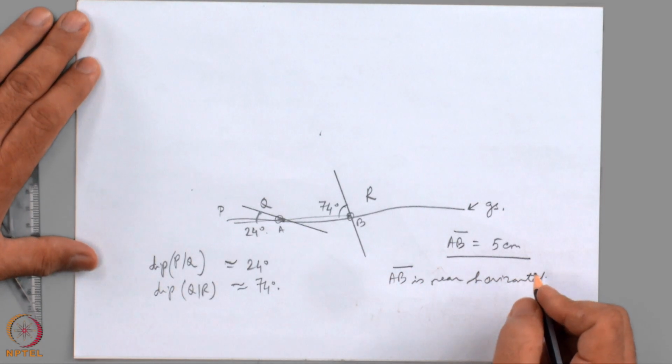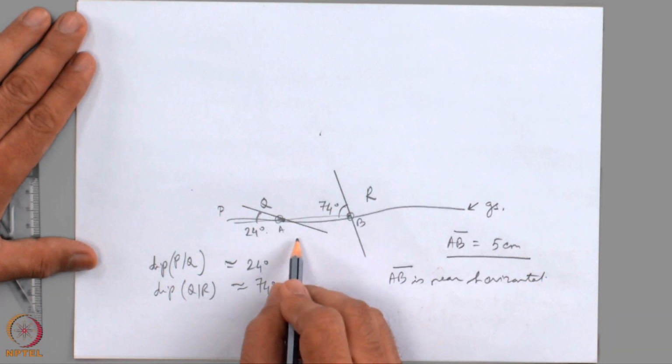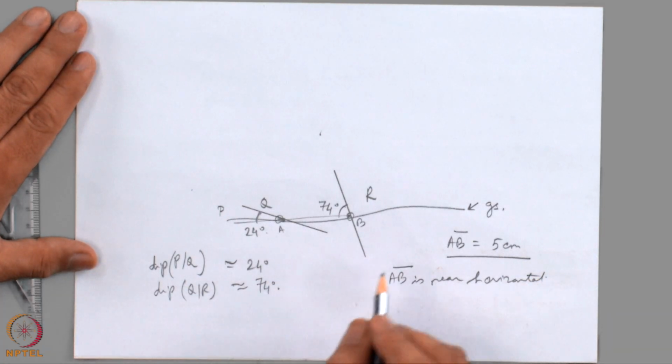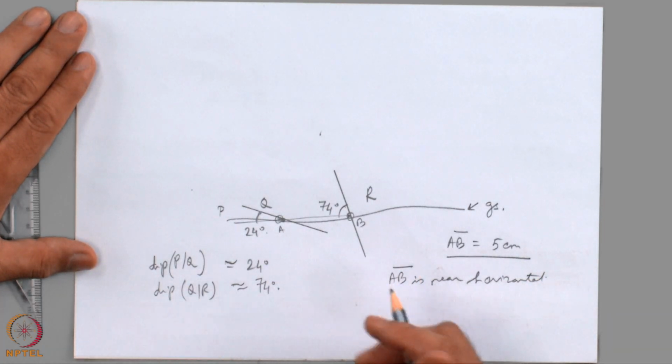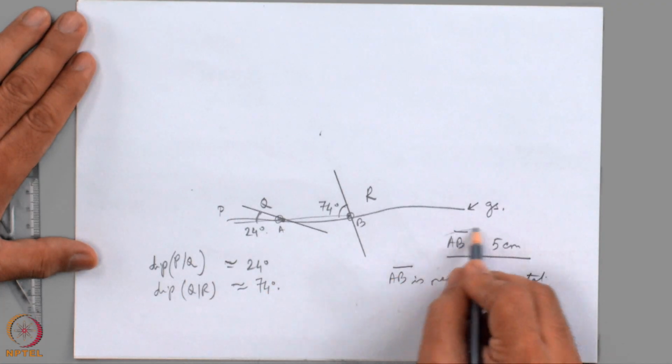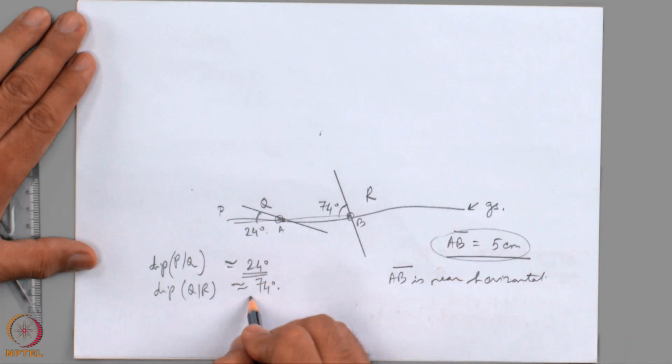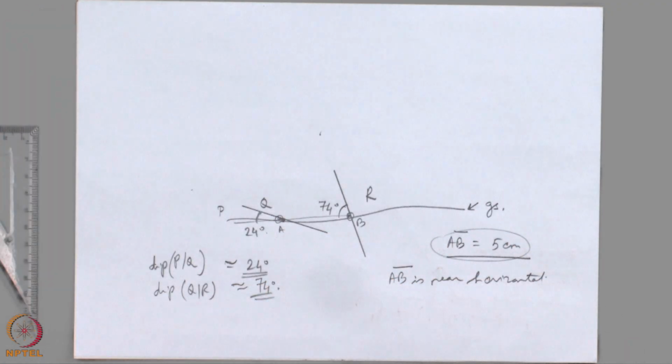I would request the students to apply the kink method and they will be stuck at some point, and you will understand that depending on the AB length and depending on the dip amounts, sometimes the kink method does not work.